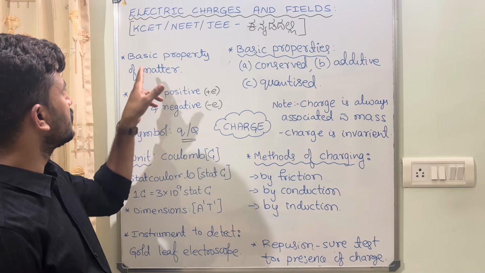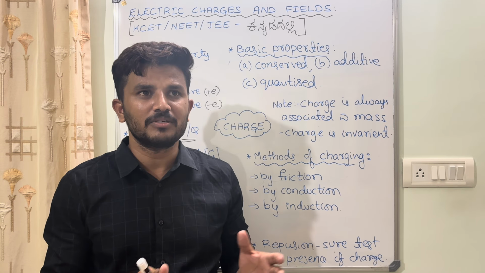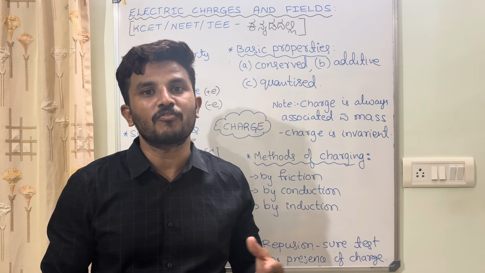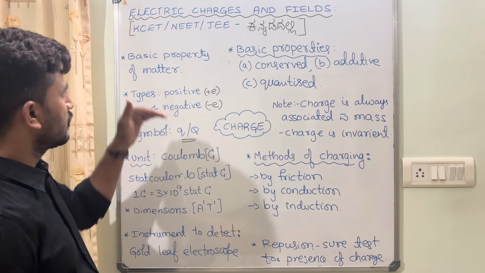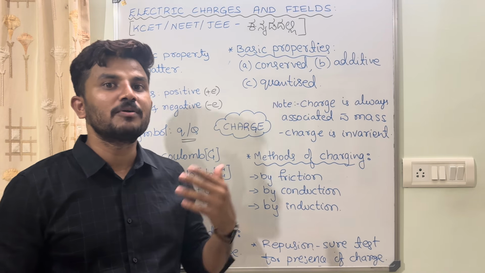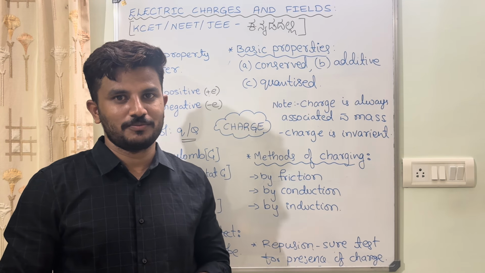See, charge is a basic property of matter. Just like mass is a property of matter, charge is also a property of matter. In that we have two types: one is the positive charge and the other one is the negative charge. Example, the proton has positive charge and the electron has negative charge.